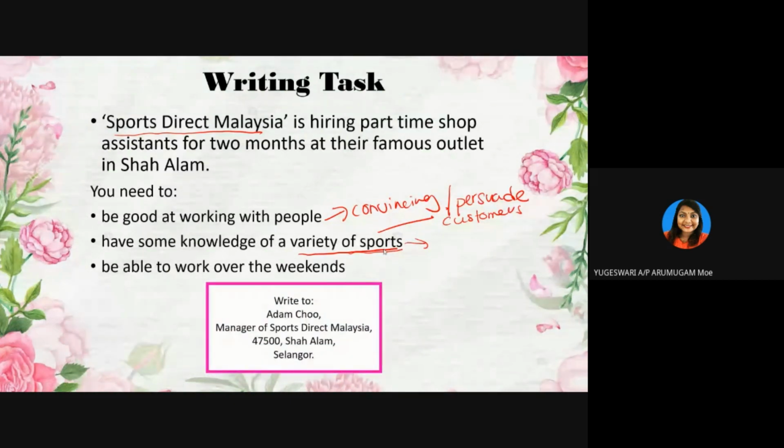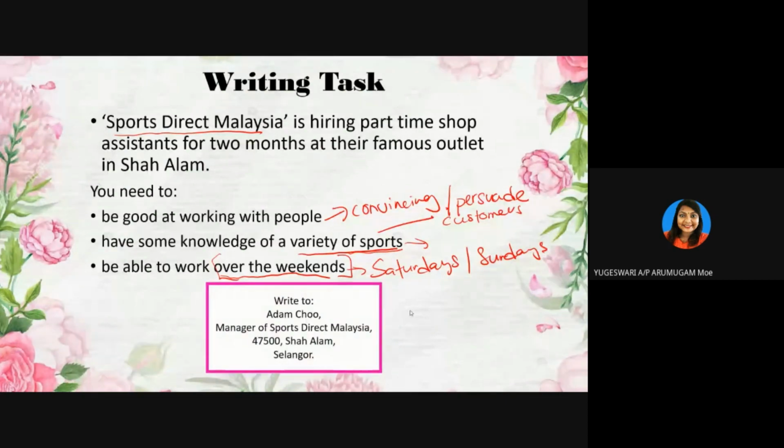Okay, next. You must be able to work over the weekend. Why is this important? Because we know that all of us want to rest during the weekends. Saturday and Sunday are off days, and we just love to relax. But if you're able to work over the weekend, it is a plus. It means you can work on Saturdays and Sundays. So that is what this manager, this Adam Chu, is actually expecting. These are the requirements they put up.